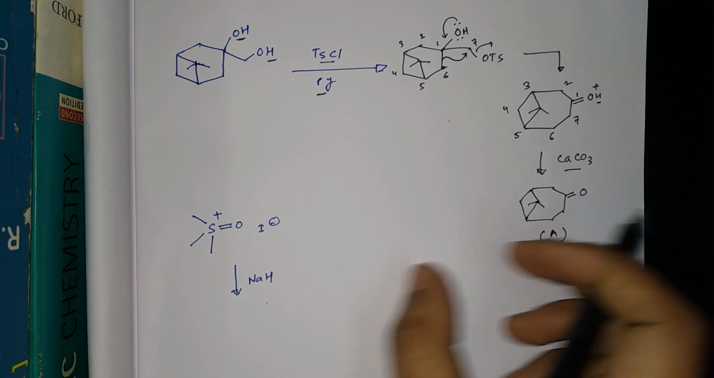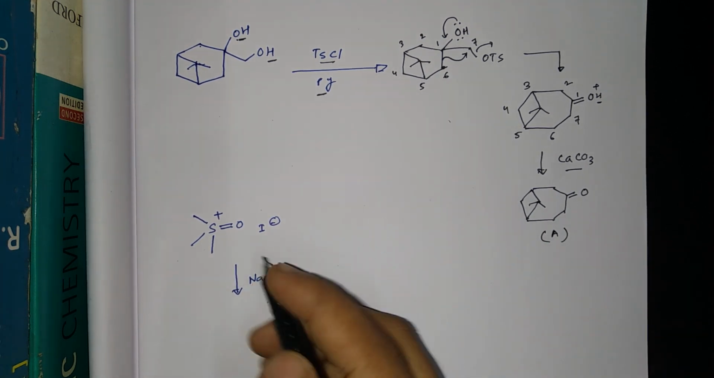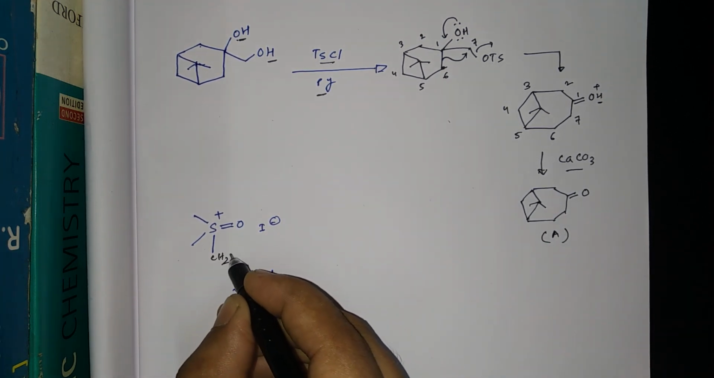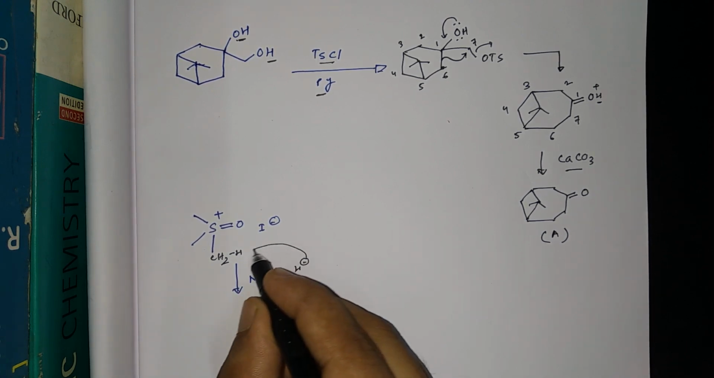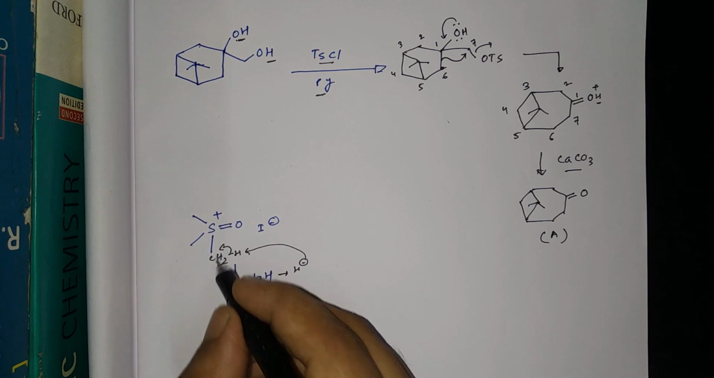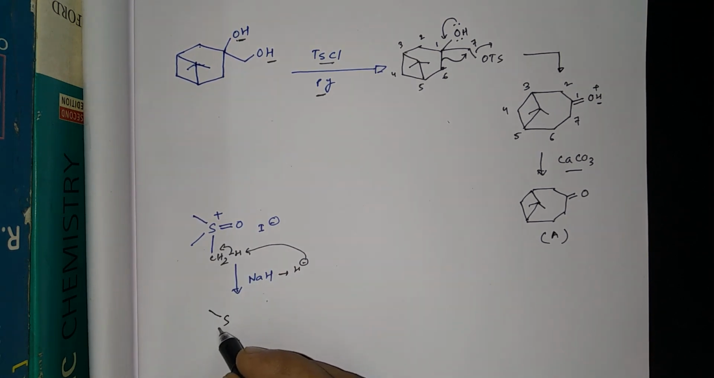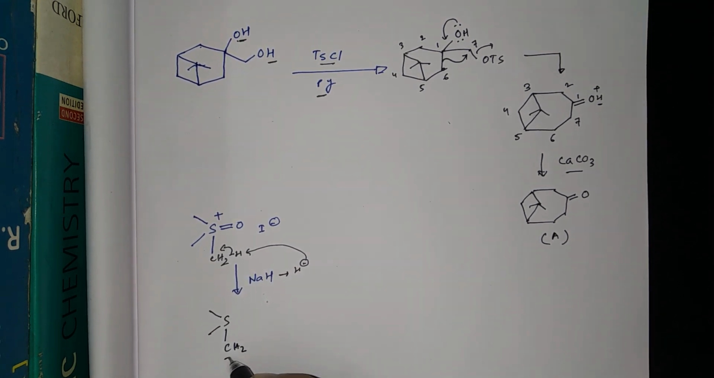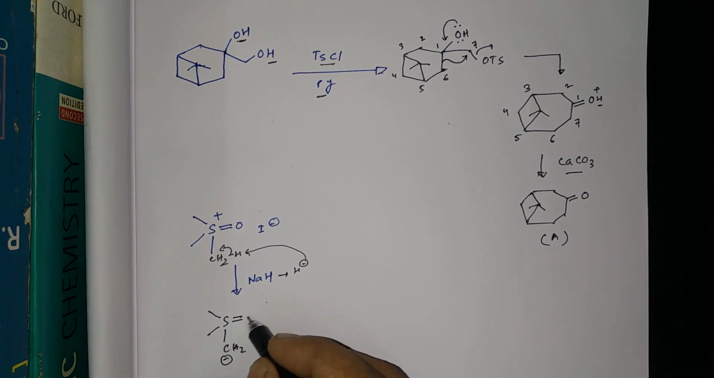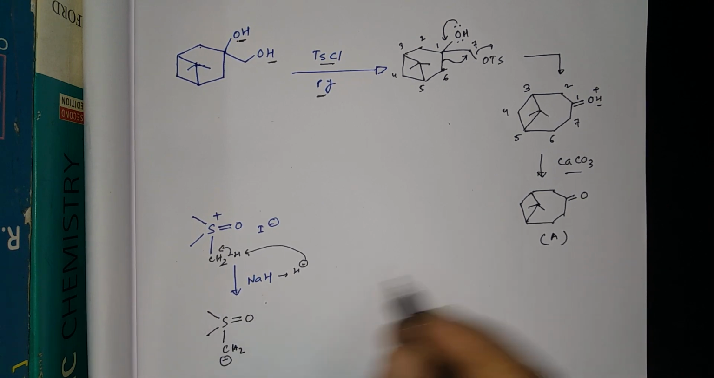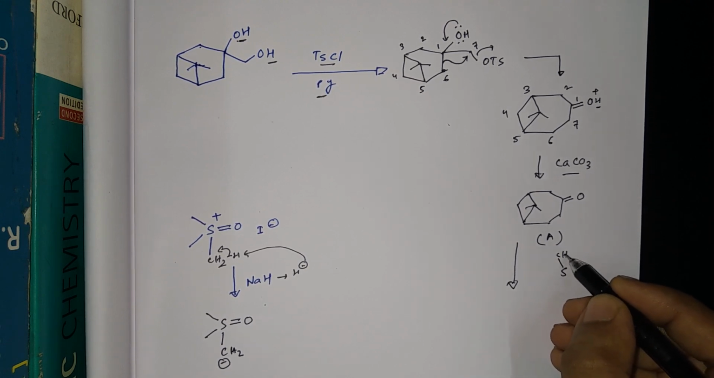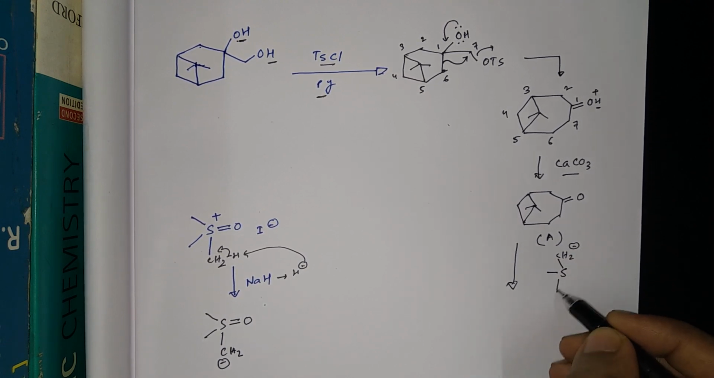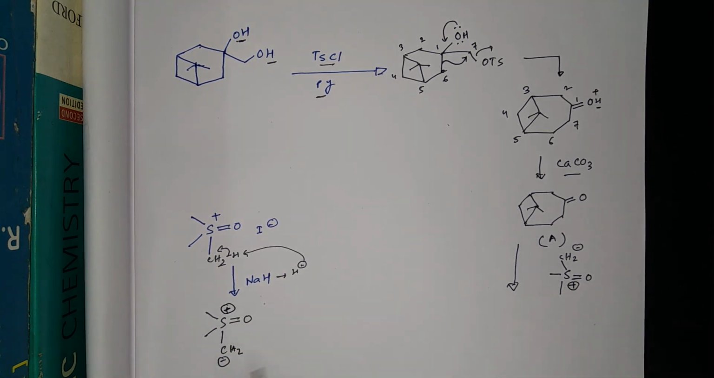Now the second reagent is given here. We can write this as CH3, and sodium hydride will give H minus, and the H minus will take a proton from here, and a negative charge will come here. So the ylide will form. This is CH2 minus, the ylide. This is the effective reagent in this step. Here there is a positive charge on sulfur, and here also there is a positive charge on sulfur.